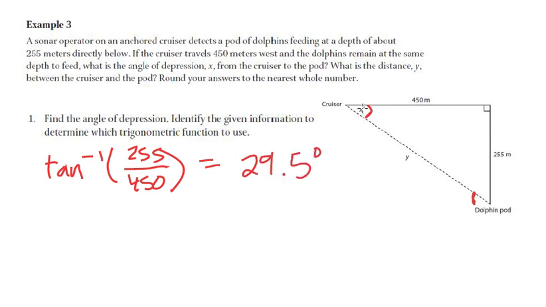So now we know that this angle here is 29.5 degrees. Now, of course, we could use the Pythagorean theorem here to find the value of y, but because this is our trig unit, we're just, again, going to challenge ourselves to not do it that way. So let's go ahead and find y there. If we're looking for y, we know the opposite, and we're looking for the hypotenuse, and we know the adjacent, and we're looking for the hypotenuse.